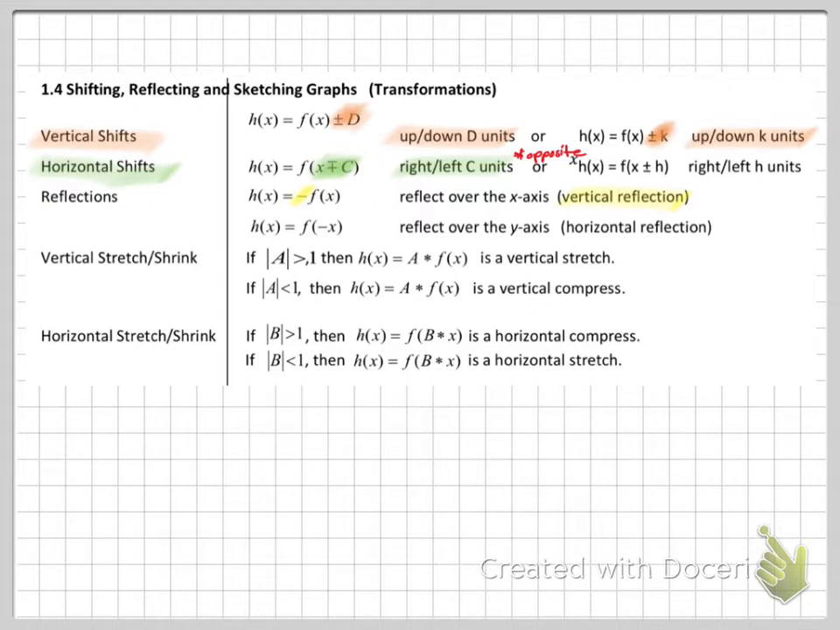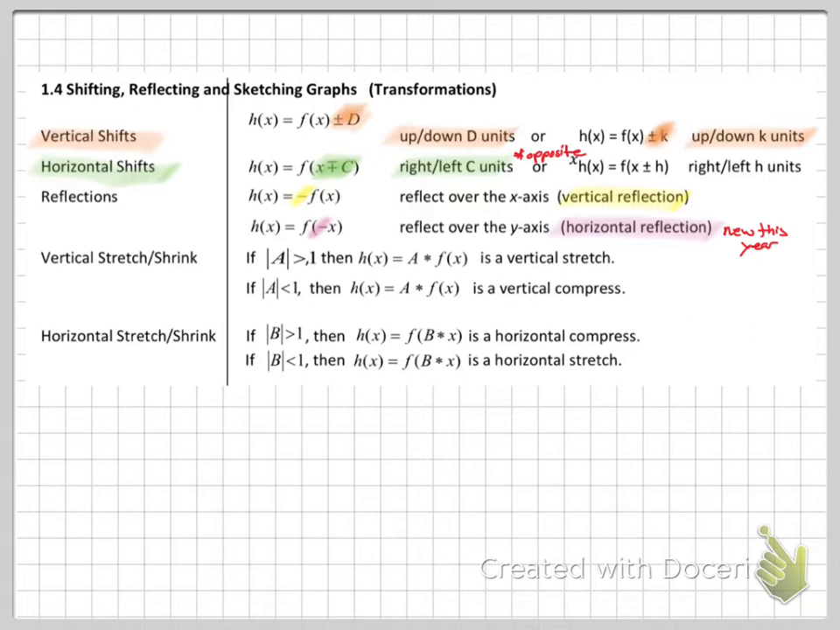When there is a negative in the parentheses with x, I'm making that pink. That reflects over the y-axis, or horizontal reflection. You have not done a horizontal reflection yet. This is new this year. It's not new to math. It's new to you this year. So horizontal reflections, if B is negative.